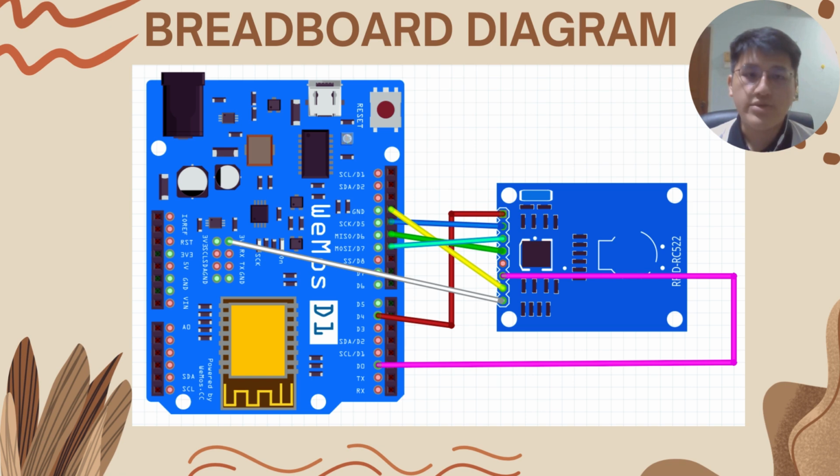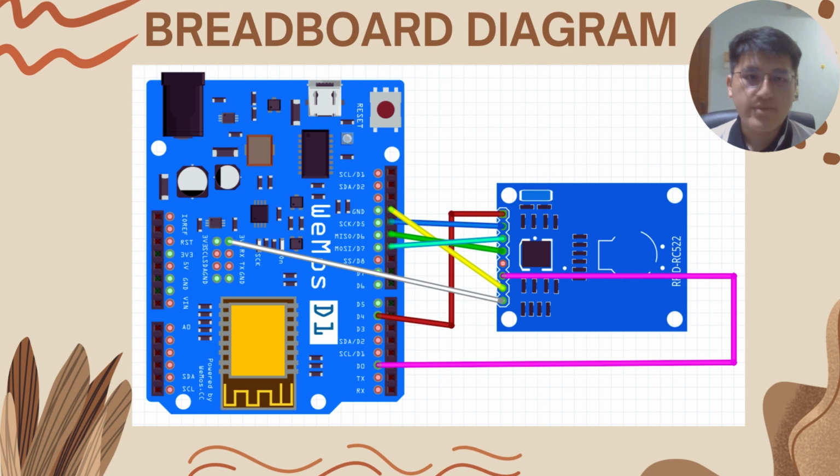Next, the D6 pin is connected to the MISO pin, allowing data to be sent back to the microcontroller. And the D5 pin is connected to the SCK pin for clock signal synchronization. Next, the D4 pin is connected to the SDA or SS pin, serving as the chip select line. The D0 pin is connected to the RST pin to reset the sensor when needed.